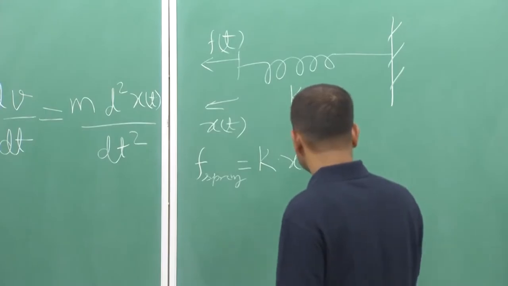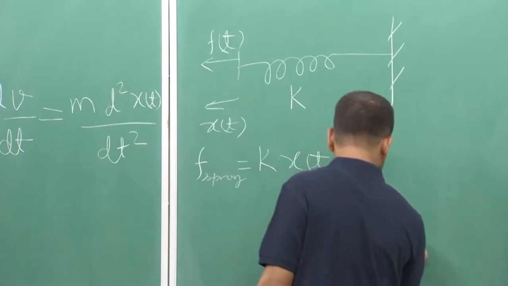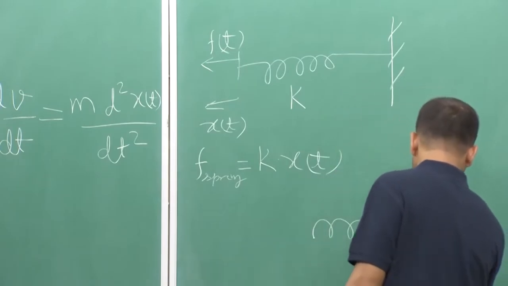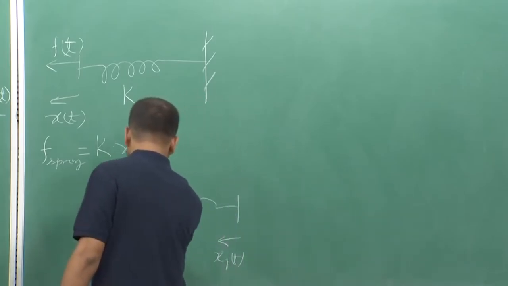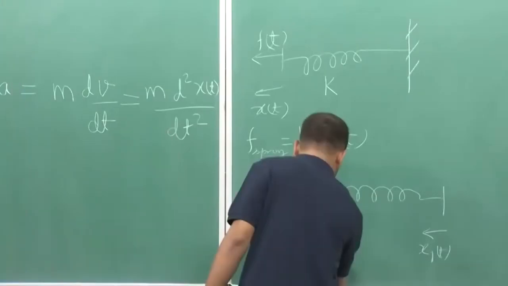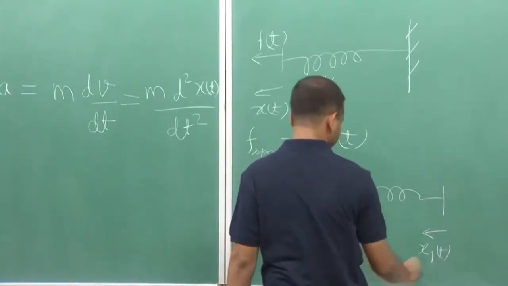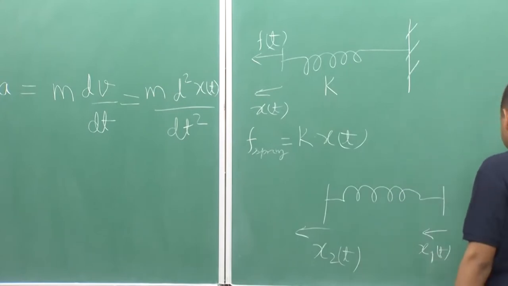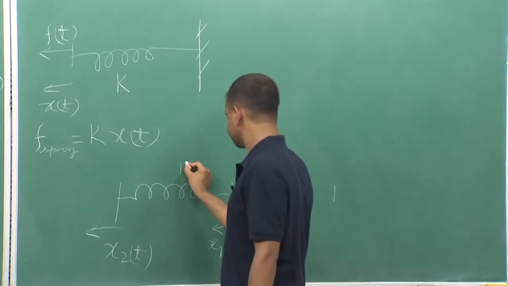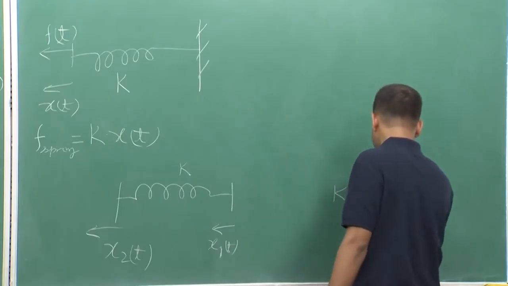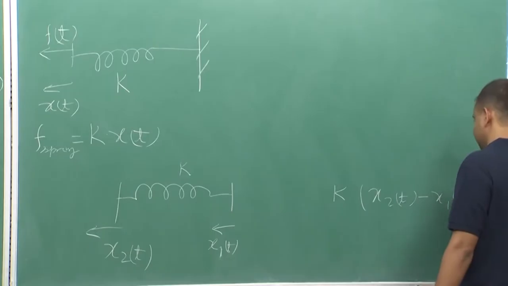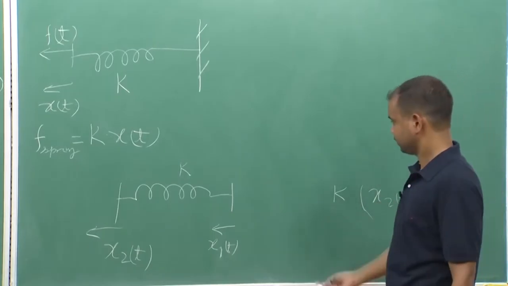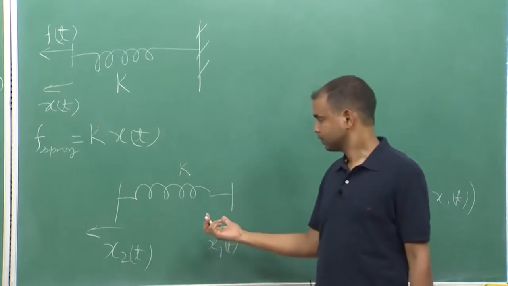If the spring is connected in such a fashion that both its terminals are getting some displacement, suppose this part is displaced with x1 of t, and this part is displaced with x2 of t. Then the force applied due to this spring, if k is the spring constant, will be k times x2 of t minus x1 of t, the relative change in the length of the spring.